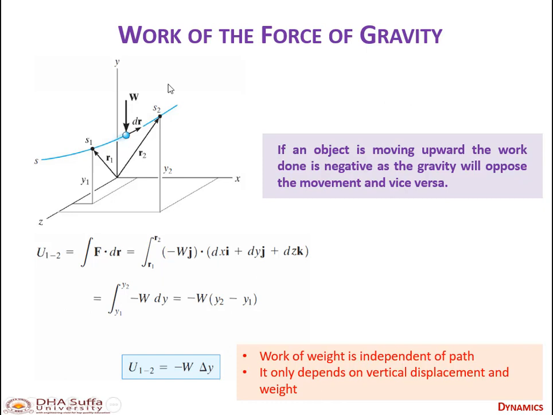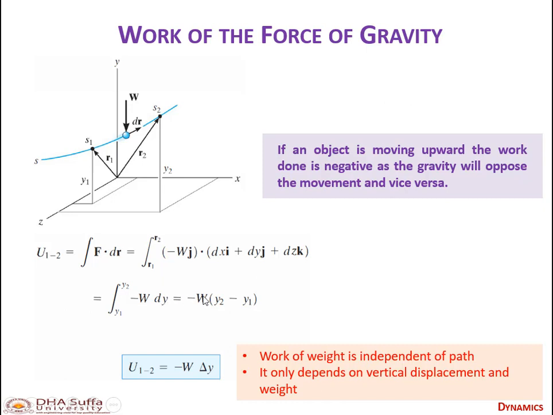So if I simply use the limits s1 and s2, at s1 we have y1 and at s2 we have y2, so the integral of minus w dy. How do we come up with this relation? Because when we apply the dot product, j dot j comes out to be 1, whereas j dot i is 0 and j dot k is 0. This is the basic vector mechanics you are all familiar with.